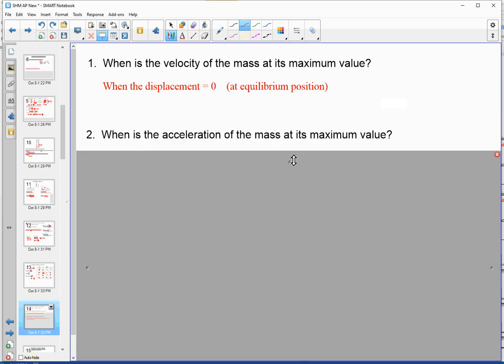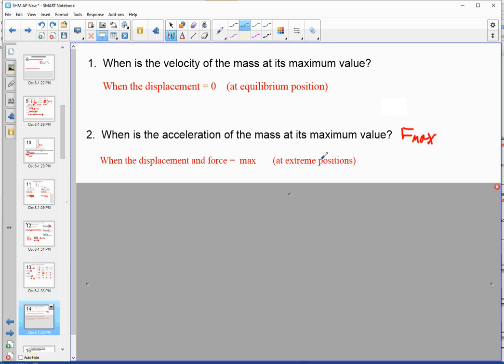Second question, when is the acceleration at its maximum value? Well, a would be at a max when the force is at a max. When is the force at a max? When it's at the extreme positions, when it's out at x0 or negative x0. But Mr. Poyer, it's not moving out there. How can it be accelerating? You do not have to be moving to be accelerating.